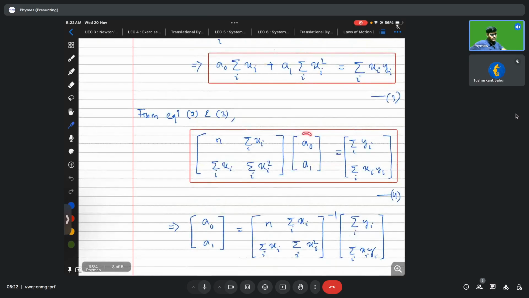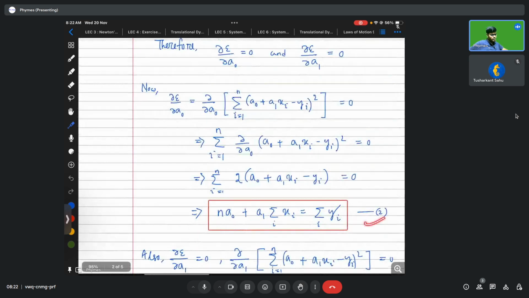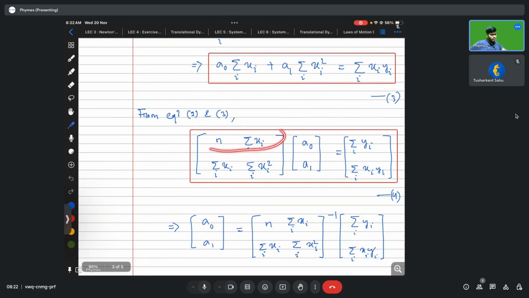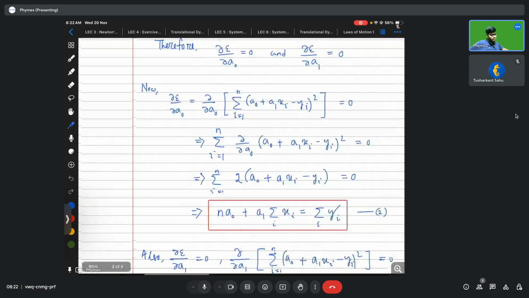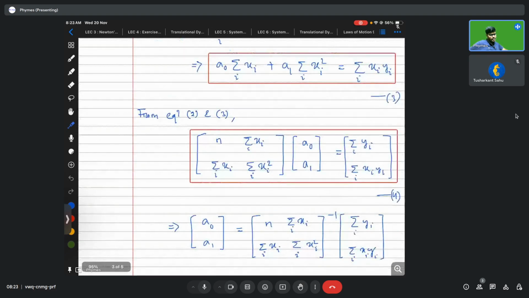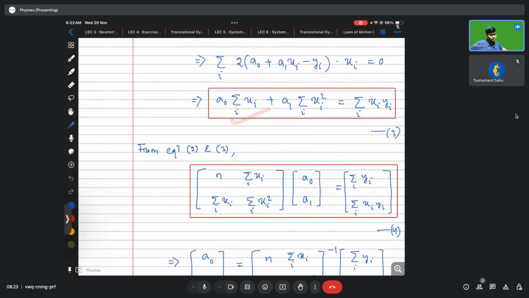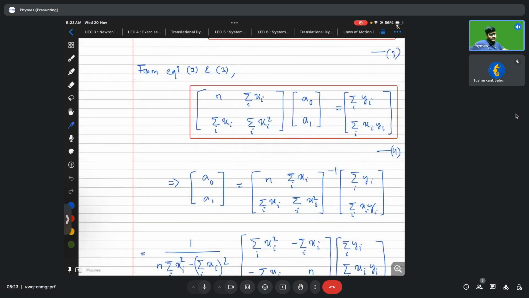For this first equation, this can be represented with n and the sum of xi in the row, and a0, a1 in the column, and the right-hand side is just the summation of yi. And for the second equation, in the second row, the coefficient of a0 is the summation of xi, the coefficient of a1 is the summation of xi squared, and the right-hand side is the summation of xi yi, right? So then how to find a0 and a1?